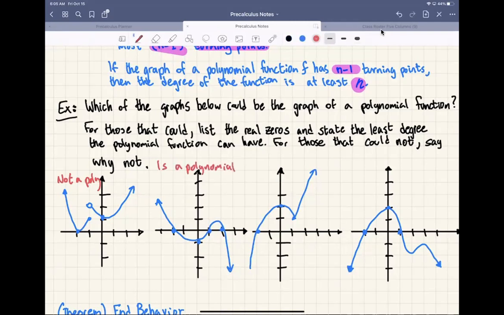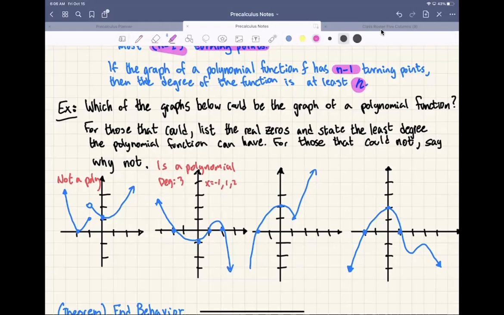And then the minimum degree is going to be 3. You notice there's a turn here and a turn here. There are 2 turns, so the degree is at least 3. Okay, let's go on to the next one. The real zeros, I'm trying to state the zeros. So this is degree 3, and the zeros are x equals -1, 1, and 2.